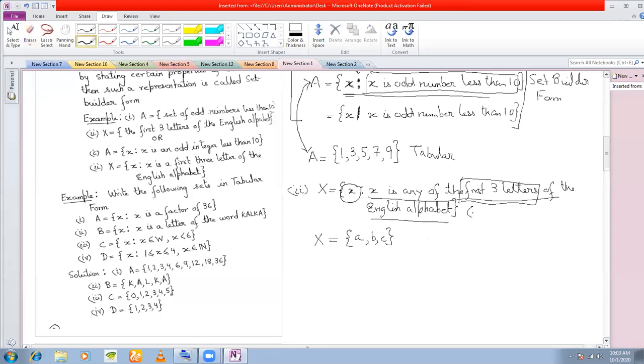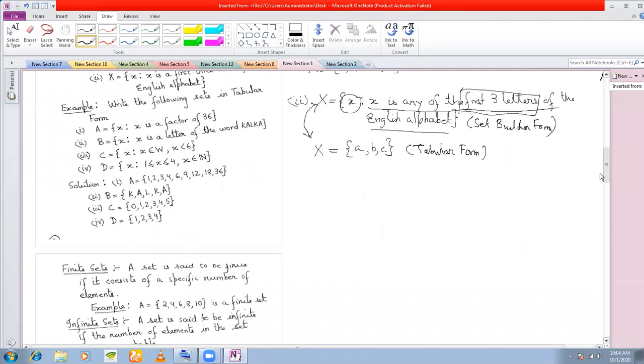This is in set builder form. And this is in your tabular form or roster form. They are both the same sets, but they have been expressed differently. Okay. So when we do this example, maybe it will be further clear.